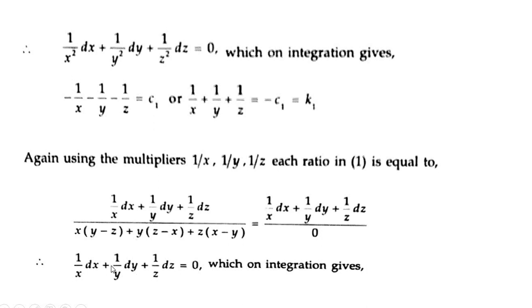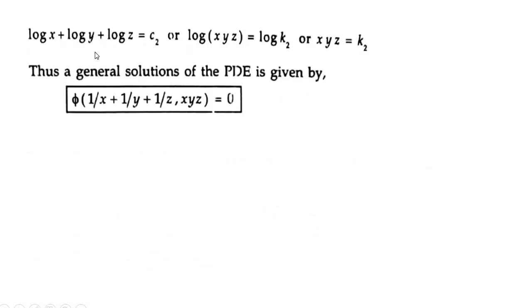So this is log x plus log y plus log z equal to log c1. So that is log of xyz equal to log k2, they have used, no problem. You can use anything as your constant, no problem at all. So xyz equal to a constant. Therefore, the general solution of the partial differential equation is given by phi of (1 by x plus 1 by y plus 1 by z, xyz) equal to 0.